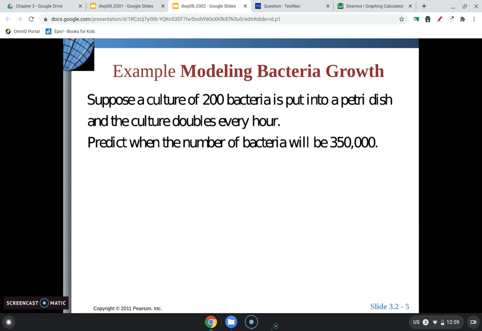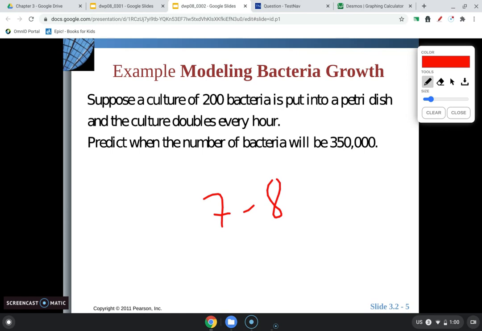Suppose a culture of bacteria is put into a petri dish and the culture doubles every hour. Predict when the number of bacteria will reach 350,000. Well, we can use our calculator. Hit 200, hit enter, times 2, and then you can hit enter. So that's 1, 2, 3, 4, 5, 6, 7, 8. Between year 7 and year 8, if you do that on your calculator with the last answer function.